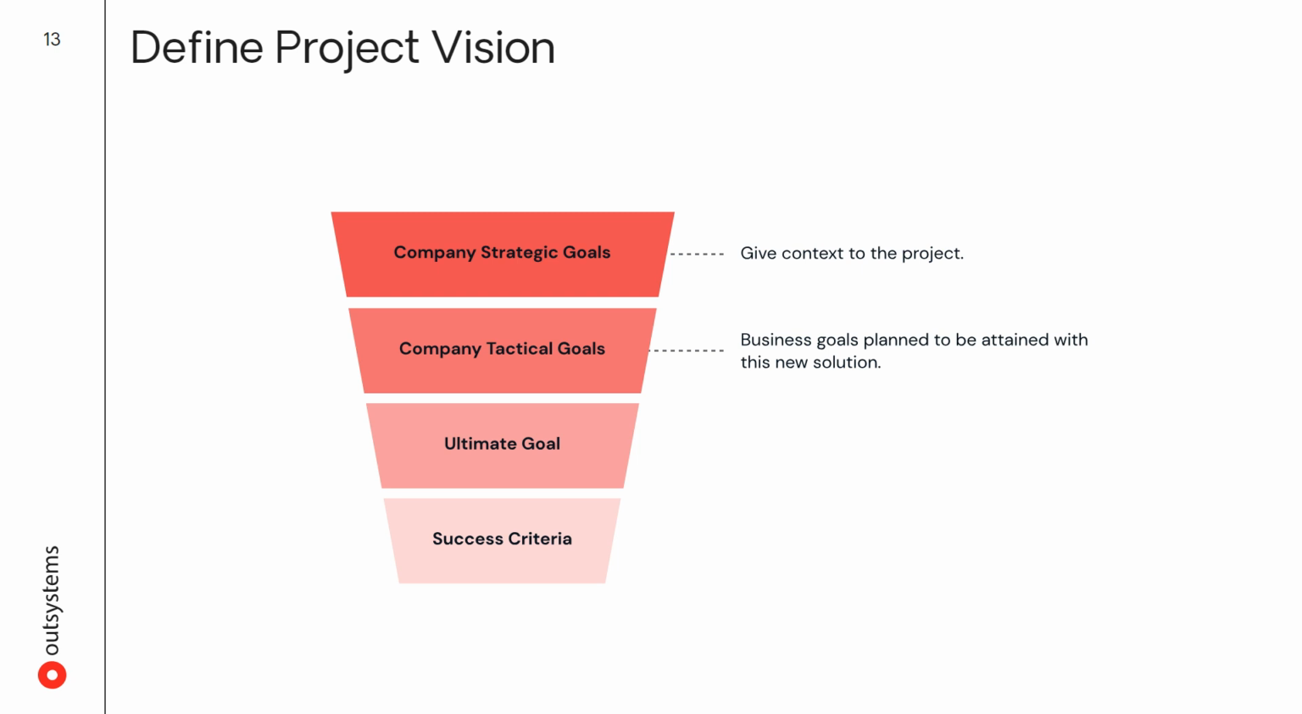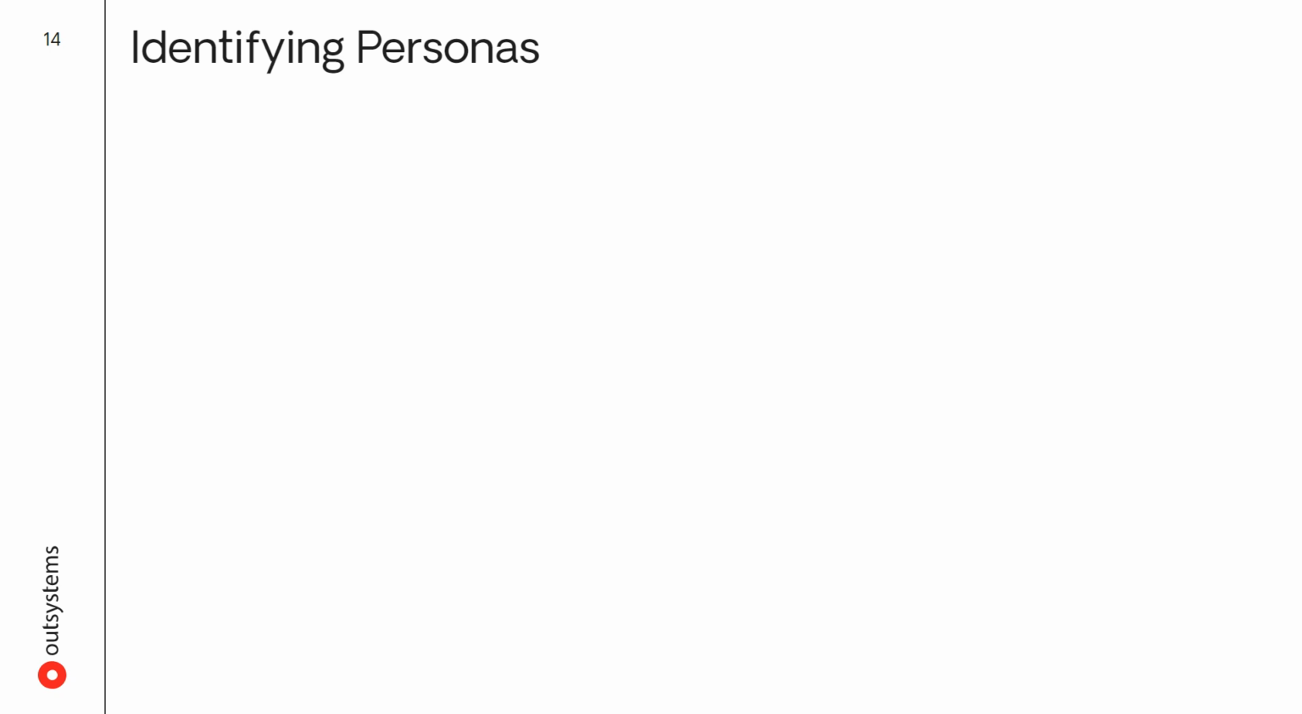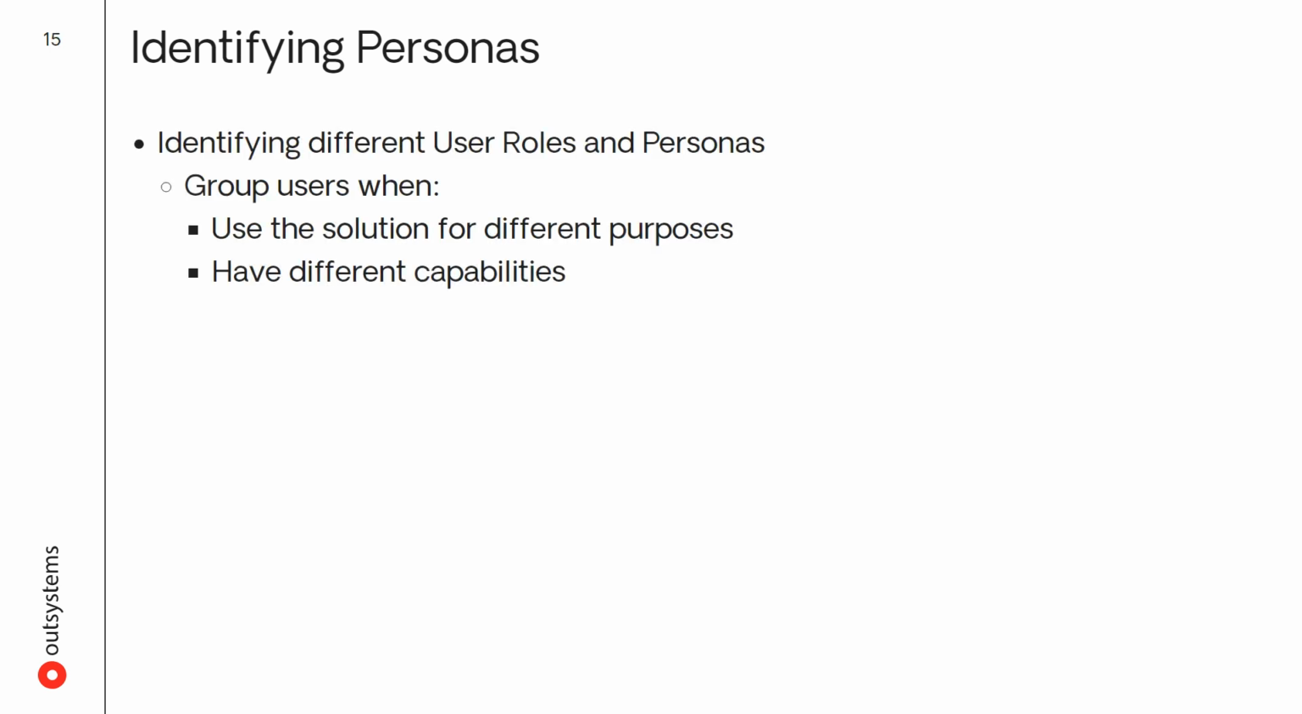Another important section of the vision document is the target users, or the personas. We create personas to represent each of the user types that we expect to interact with our application or system. Then, you can immediately identify the different user roles and personas. The users must be grouped when they use the solution for different purposes, or have different capabilities. Some questions that can help you defining user roles are, for example, are all users from the same department? What other departments may impact this process? How do you control? How do you gather metrics?